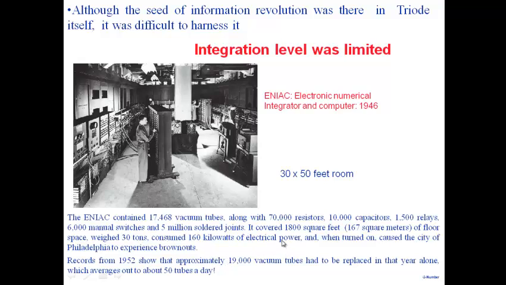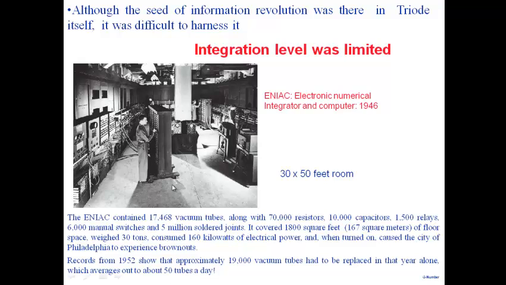And the problems you can see here: this kind of integration occupied an entire room. It weighed 30 tons and it consumed 160 kilowatts of power, and it was not very reliable. As it says here, 19,000 vacuum tubes had to be replaced in 1 year alone, with an average of 50 tubes a day. They would burn out, and you have to go and isolate those faults, which tubes have burnt. So you could see the problem with the vacuum tubes here.